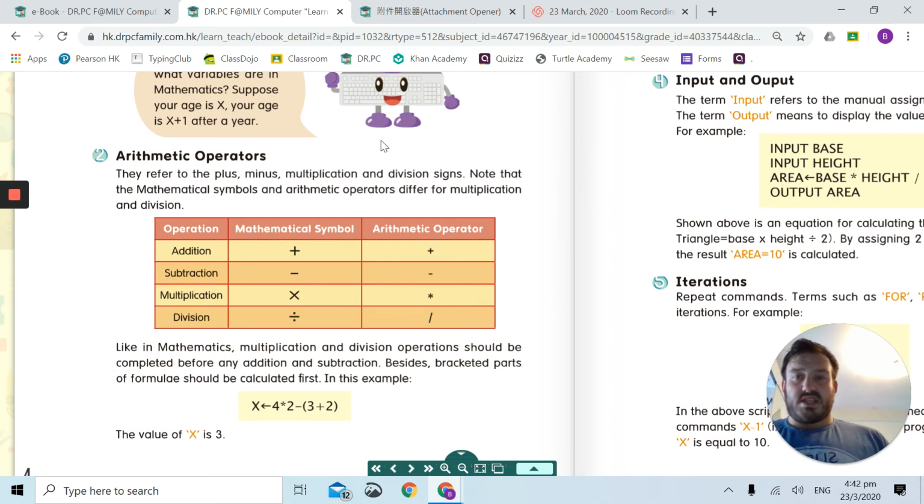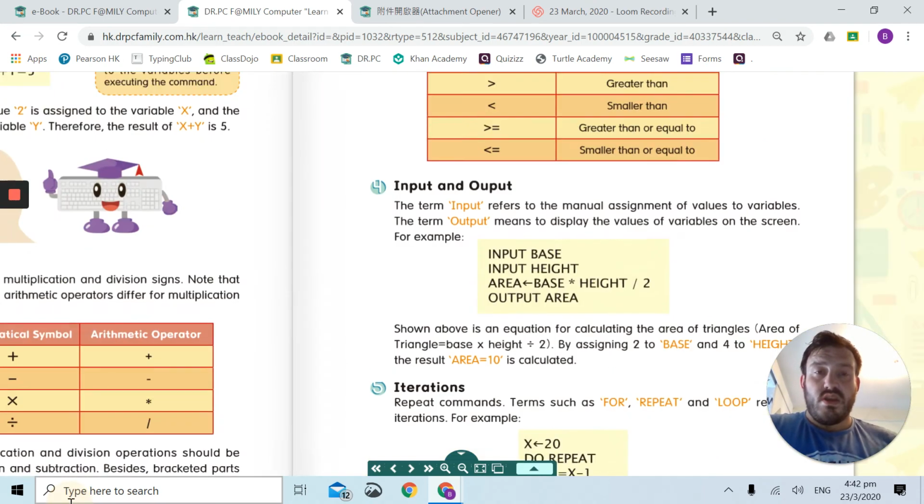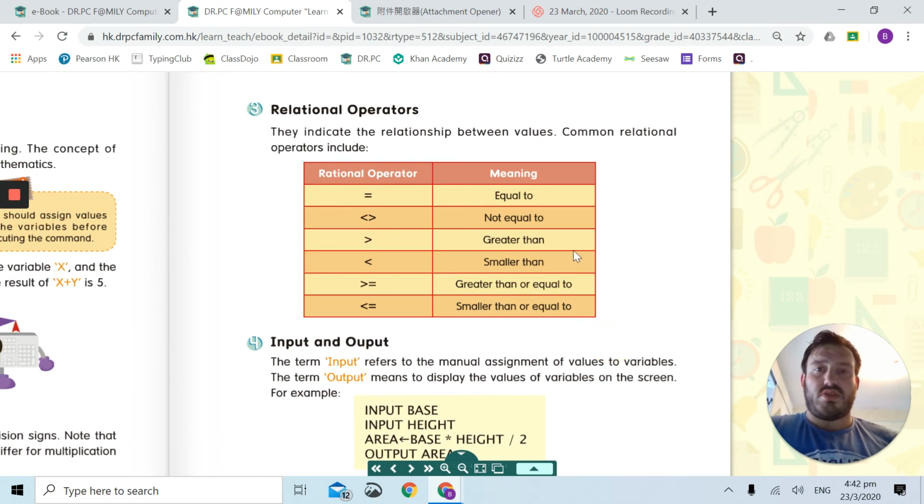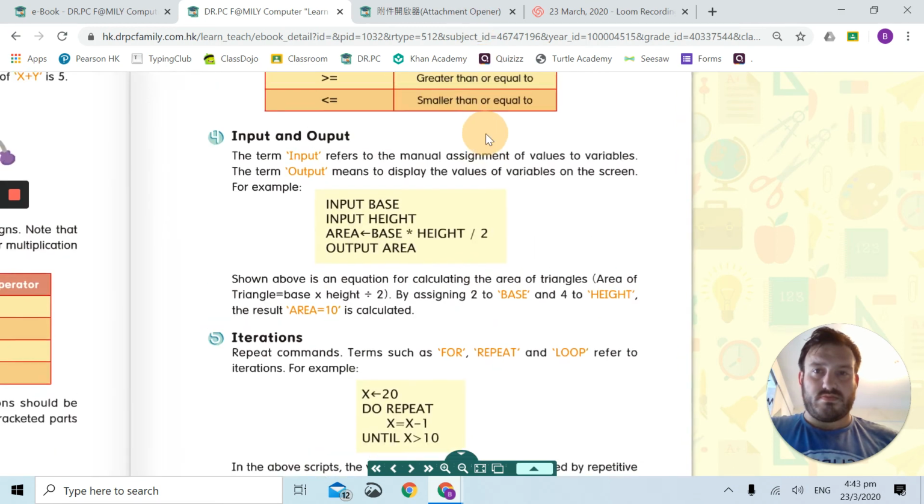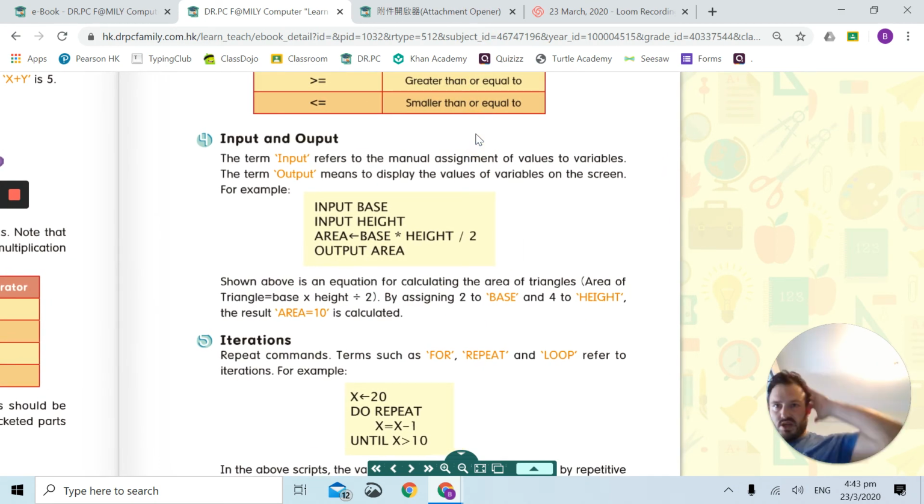So we can look at arithmetic symbols. You might see this sometimes in maths, which I write, that instead of a division sign, you have a forward slash, or instead of times, you have an asterisk. They refer to the plus, minus, multiplication, and division signs. Note that the mathematical symbols and arithmetic operators differ for multiplication and division. You can also see that we've got relationships between values: equal to, not equal to, greater than, smaller than, greater than or equal to, smaller than or equal to. So let's look at some input and output.